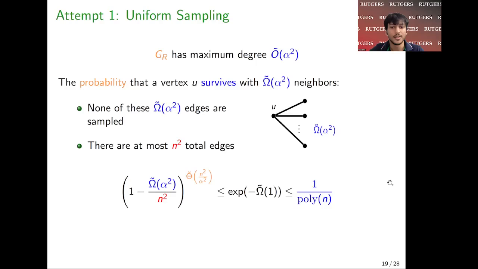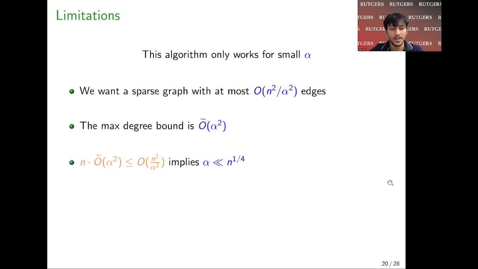Great. But this is not solving the entire problem, because this only works for small alpha. And this is because the sparse graph we want has to have n square over alpha square edges, not more.